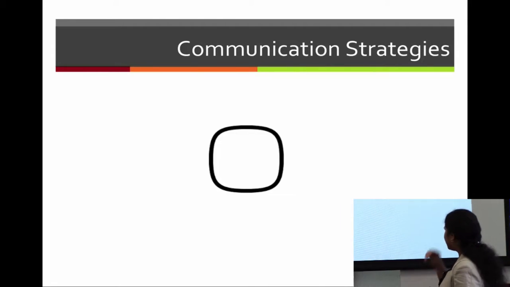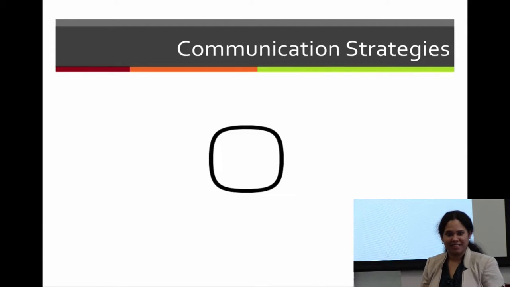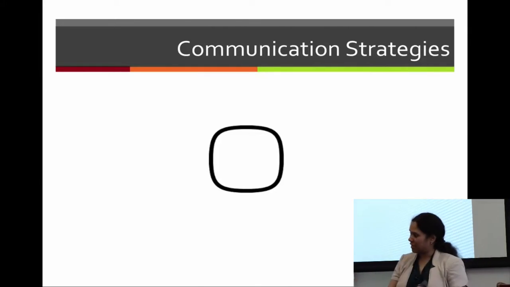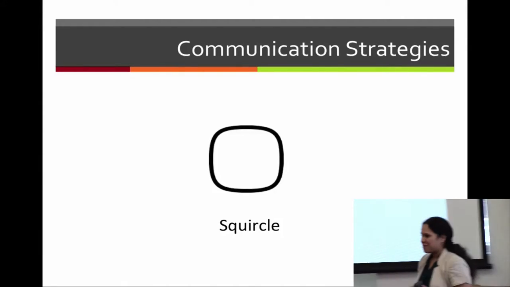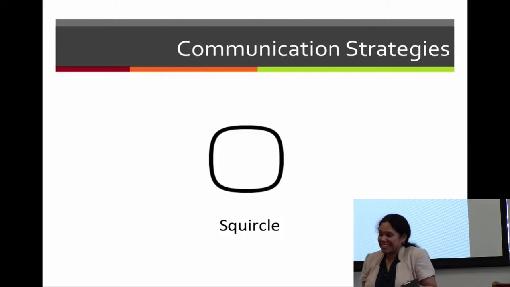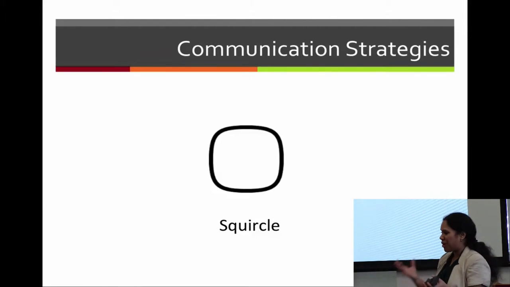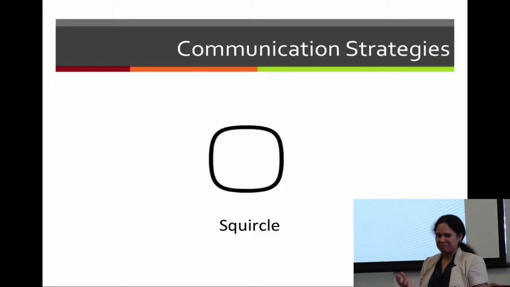A rounded square. Okay. It's like a circle. Interesting, because the word for it actually is squircle. Well, it really is a word because it's a combination of a square and a circle.